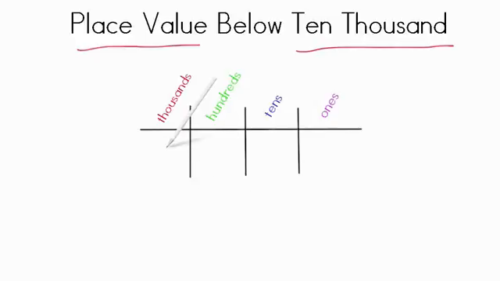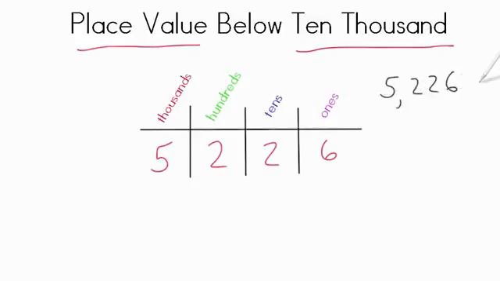So for instance, if we have the number 5,226, when we're asking what that number is actually worth, this is another way to see that, 5,226. When I say 6 ones, what does that actually mean? Or 2 tens, or 2 hundreds, or 5 thousands? If we were to write this out, what that really means is 5,000 plus 200, because that's the same as 2 hundreds, plus 2 tens.